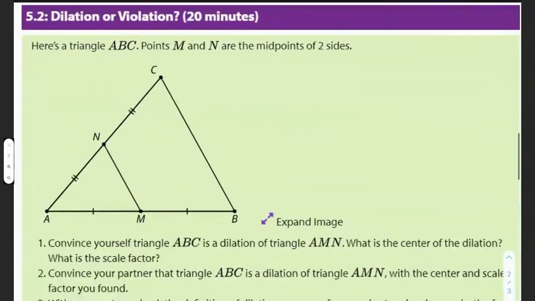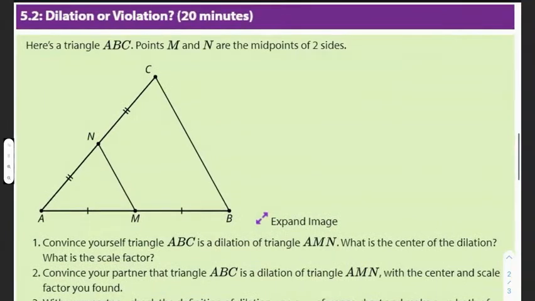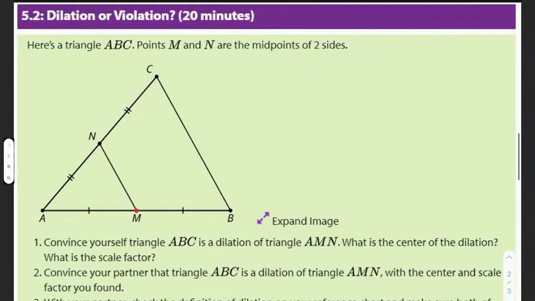All right, let's see. 5.2, dilation or violation. So here's a triangle, ABC. Points M and N are the midpoints of two sides. Okay, so they tell us for a fact these two points are midpoints, and they kind of back that up with the markings for congruency, right? Like N definitely cuts AC perfectly in half, as does M with AB.